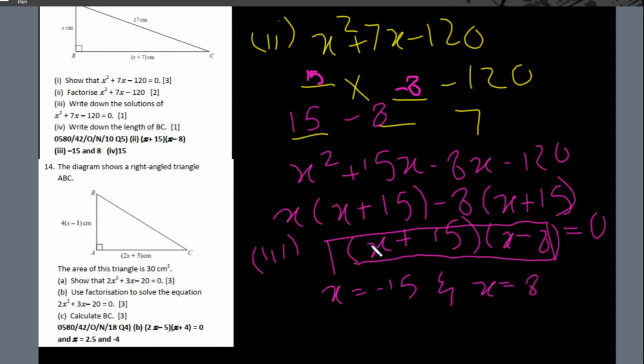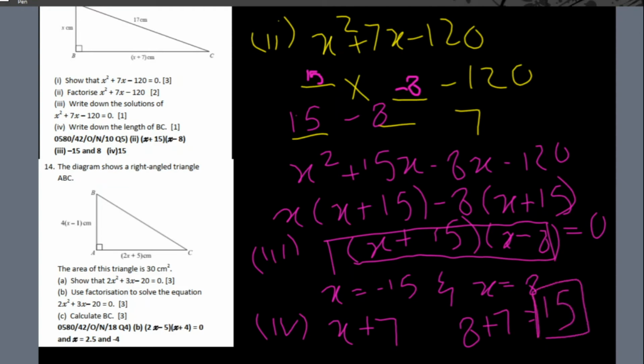Write down the length of BC. BC is x plus 7, so we'll use the positive answer, 8 plus 7, which is 15. We can't use the negative answer because that will give us a negative length.